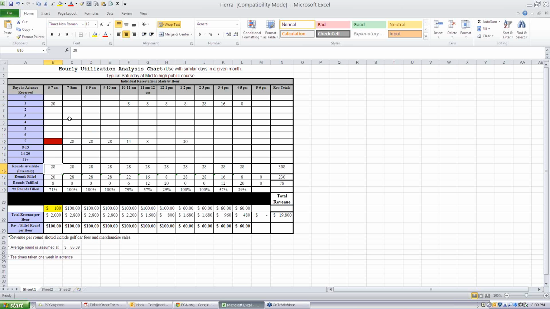4 persons in a group equals rounds available, and their inventory is 28 rounds per hour. That's your starting point more than anything: how many rounds are you going to play an hour? If you went 10-minute tee times, you'd only have 6 an hour. That'd be 24 players an hour.